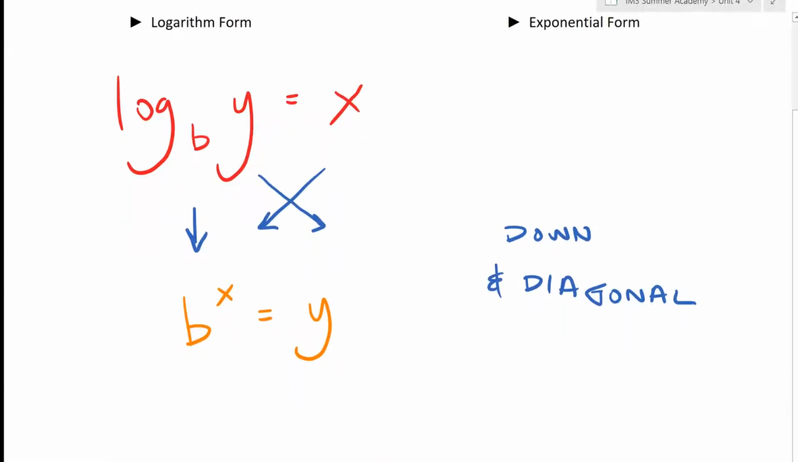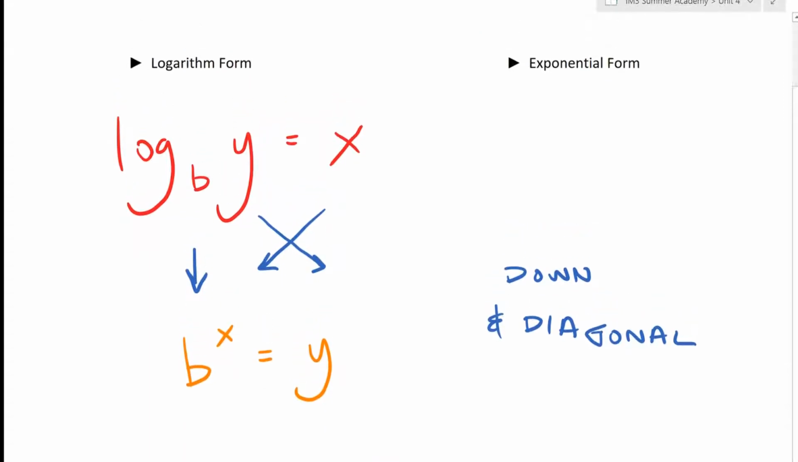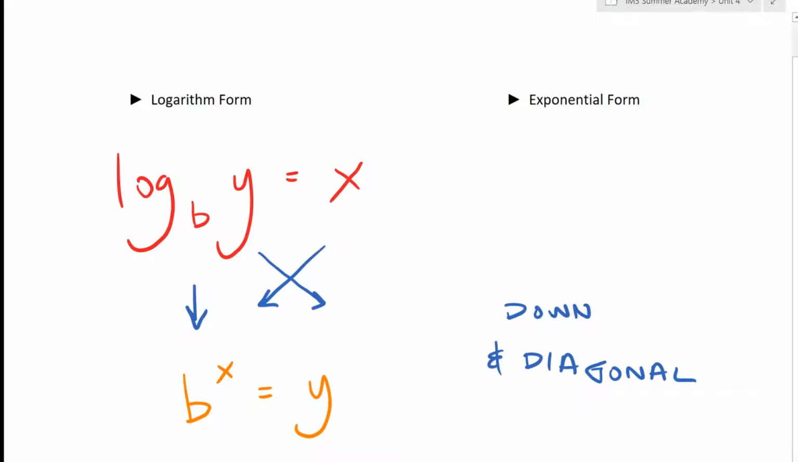So b comes down, the other piece is diagonal. And this is what creates exponential form, where y equals b to the power of x. All right, so those are the same thing. That's how you go from one form to the other. So that's an exponential form because the x acts as the exponent.